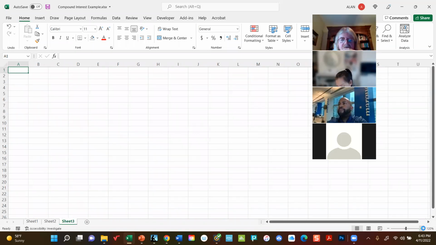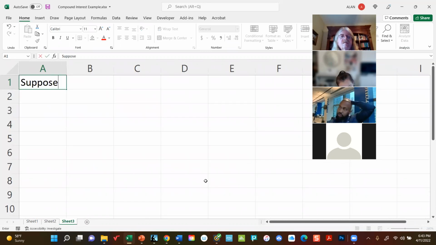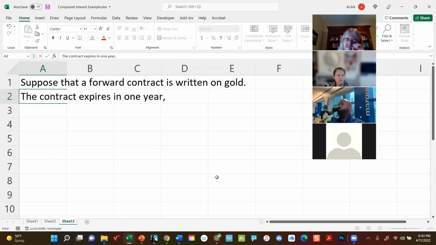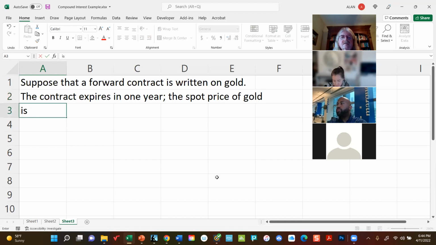Let me show you. Suppose that a forward contract is written on gold. The contract lasts for 1 year, matures in 1 year, expires in 1 year. Let's call it that. And the spot price of gold is $1,500. What is the forward price of gold?